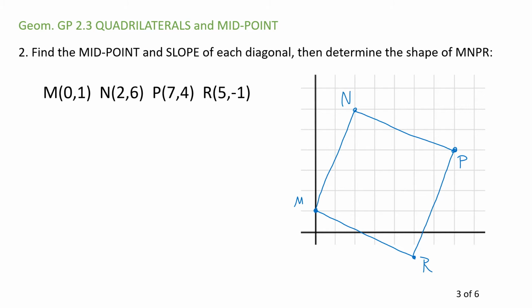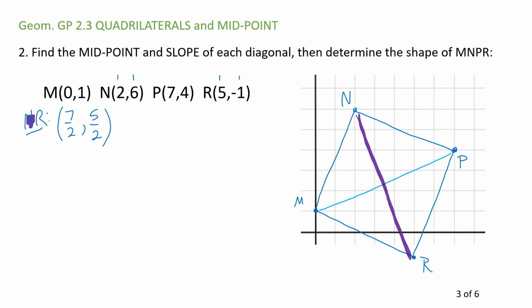So I'm going to try and find the midpoint. On this one, I'm only looking at the diagonals. So I'm going to start by looking at the purple diagonal, which is NR. For NR, I need the midpoint and I need the slope. So I'm going to start with the midpoint. Again, I must use the formula for this. I'm looking at x's. That's 2 plus 5, which is 7 over 2. And I'm looking at the y's, 6 and negative 1, which of course is 5 over 2. That's about what I expected, is 3.5, 2.5.